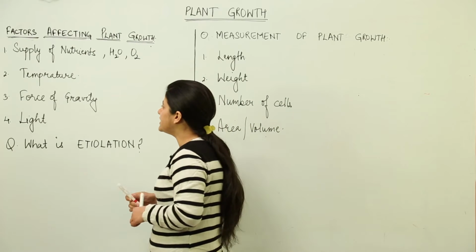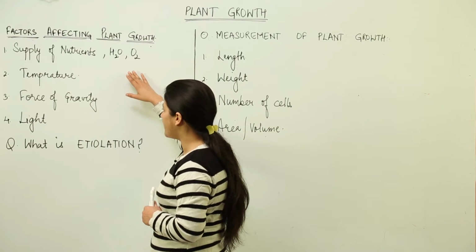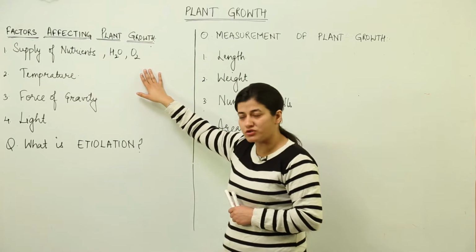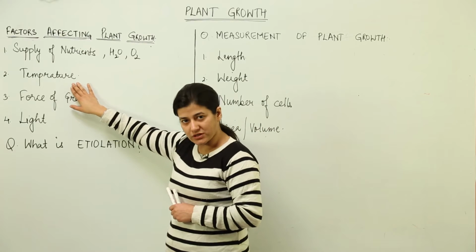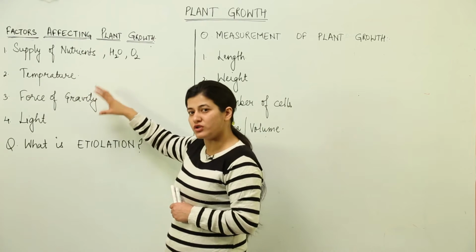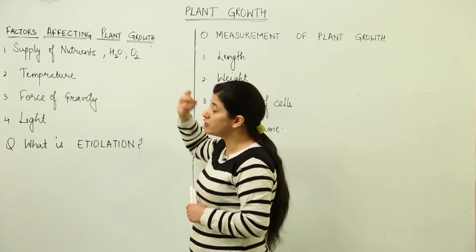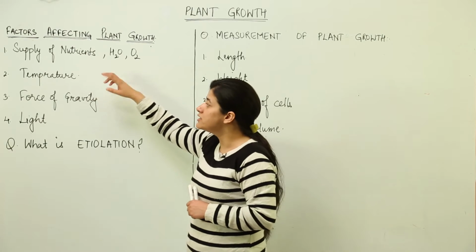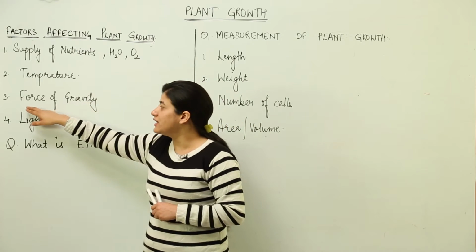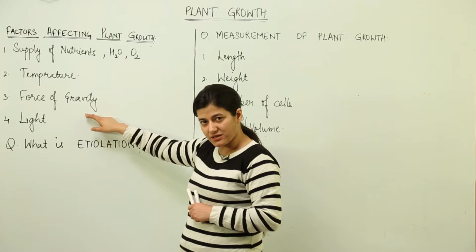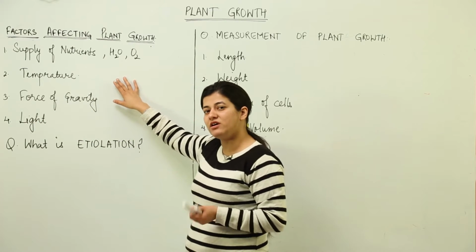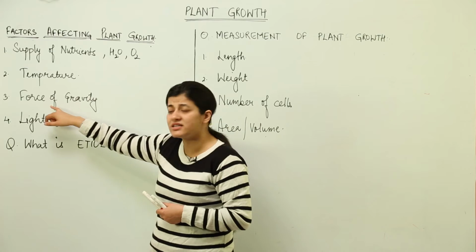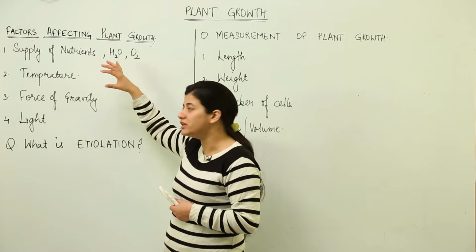One by one, we are going to see that the plant growth is dependent on the supply of nutrients, in which water and oxygen play an important role. Then the temperature is also an important factor, because we deal with physiological processes which are behind the growth of plants. So temperature would be very important because enzymatic activity is involved. Then there is the force of gravity which plays an important role in growth of a plant. You might have heard of the term tropism, in which geotropism comes into your knowledge. That is, the force of gravity plays an important role in the growth of a plant.